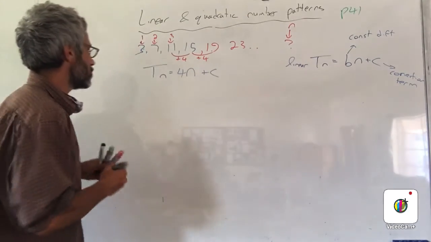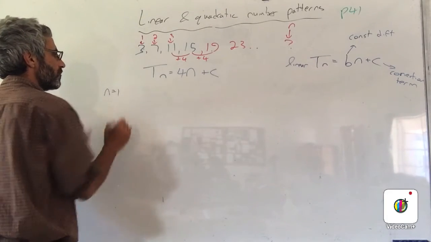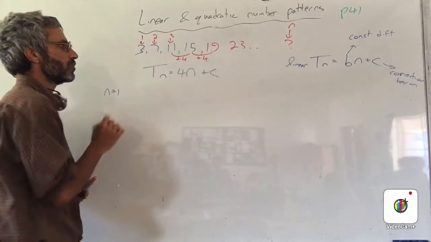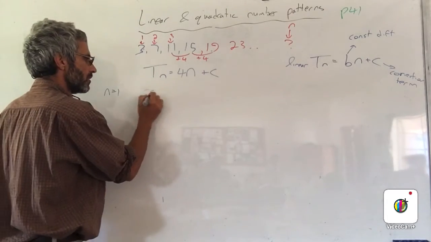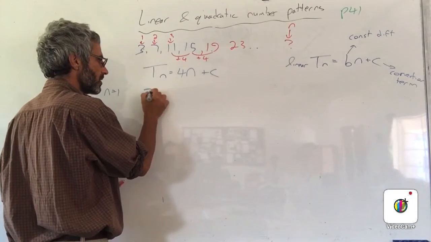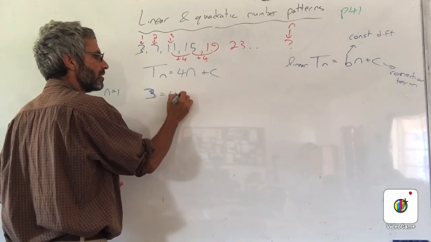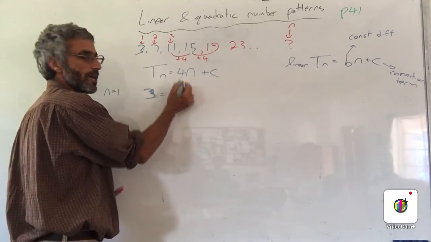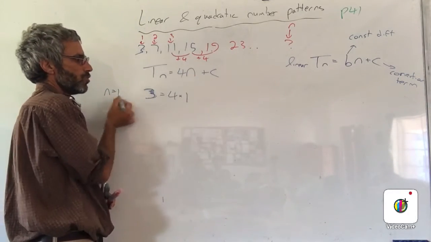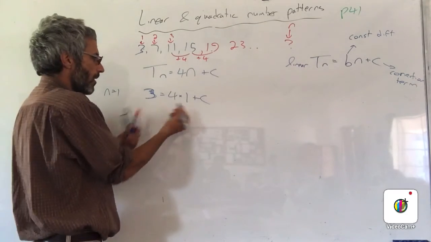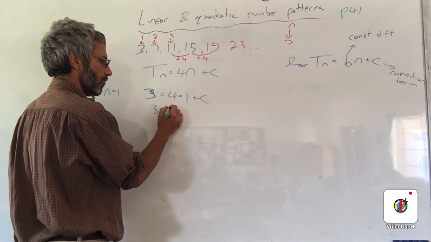Okay, what we're going to do is substitute for n equal 1. What is the first term in this pattern? 3. So we're going to use this equation, which is still not complete. Okay, we're going to say 3. The first term is 4 times what? What is n here? 1. n is 1, right? For the first term, n is 1. And then the c, I still don't know. And now I can find that, okay, 3 equal 4 plus c.